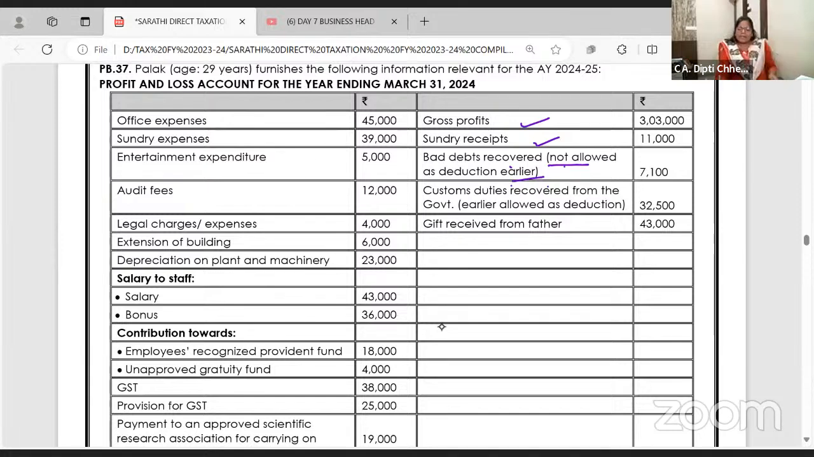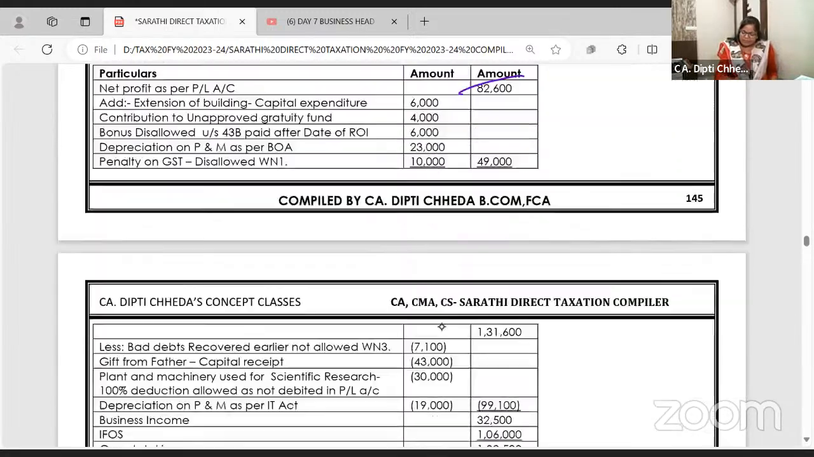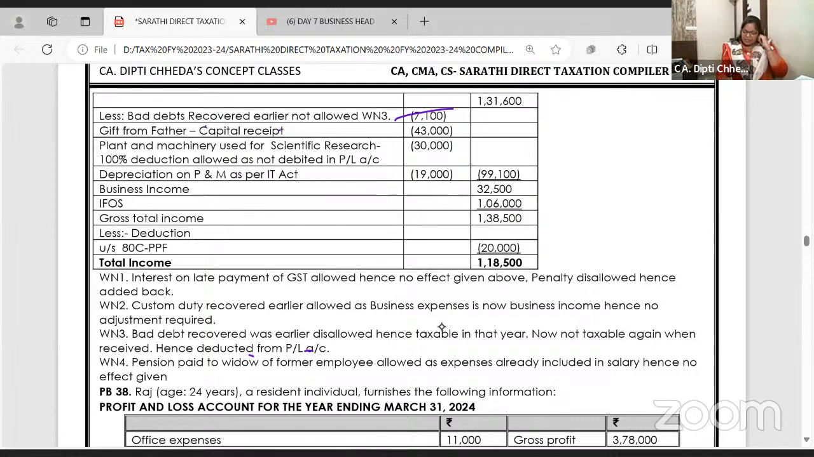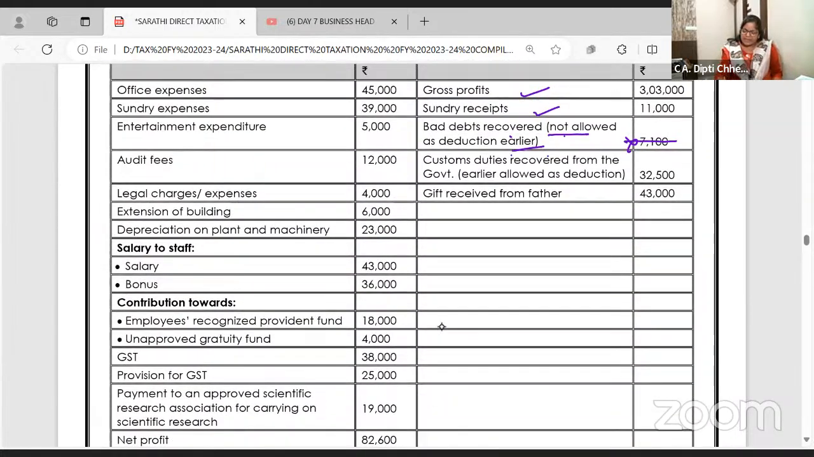Now again, should I pay tax? No. So remove. If I remove, income means my profit will decrease. That's why bad debt recovered, earlier not allowed. The bad debt was earlier disallowed, hence taxable in that year. Now not taxable again. Followed? Is my explanation clear? Customs duty recovered. Earlier allowed as deduction. Now is it business income? Yes. And it is credited also. What should I do? Nothing.